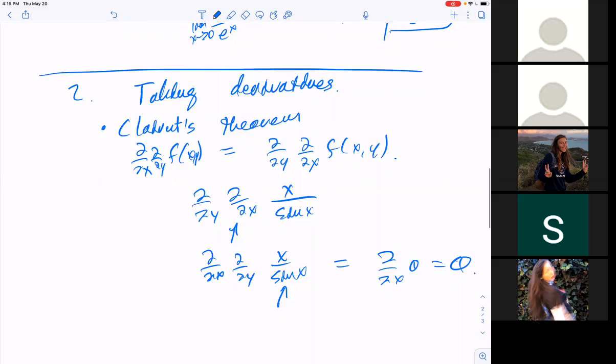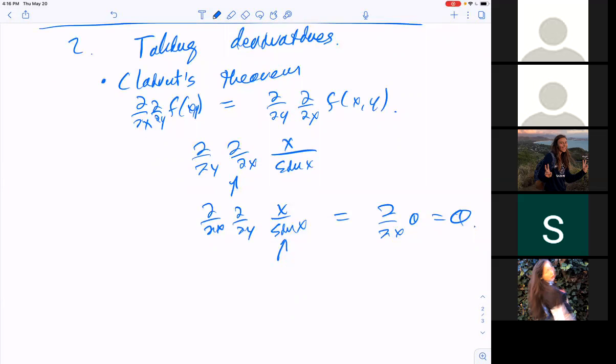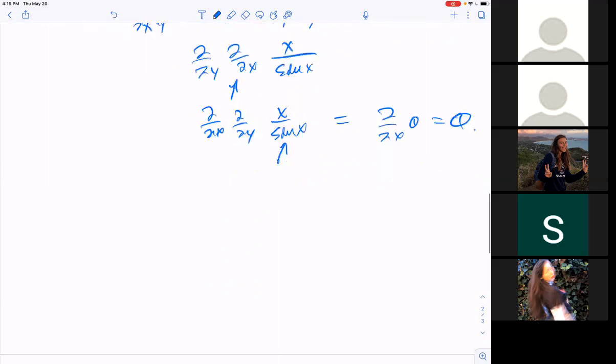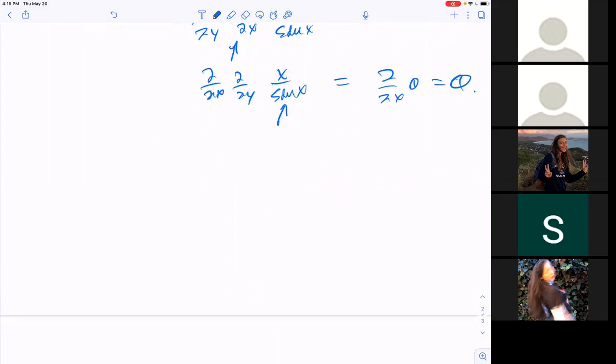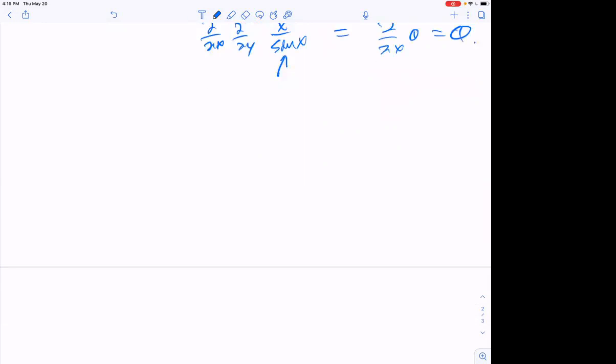Oh, great, you're back. Okay, so that's Clairaut's theorem, and that's the main application of multidimensional derivatives that you're going to need to know. Okay, the other thing that you're going to want to be able to do.